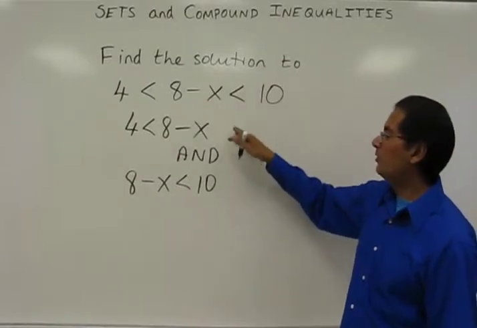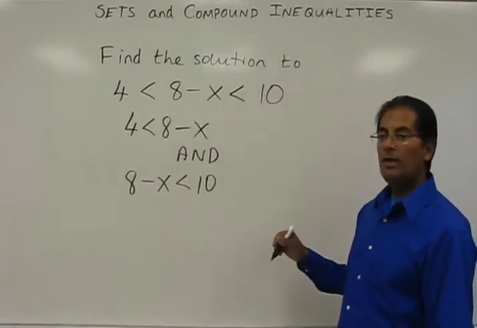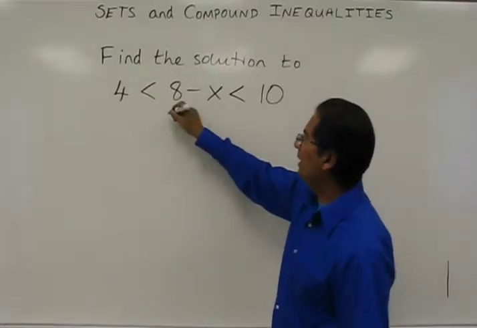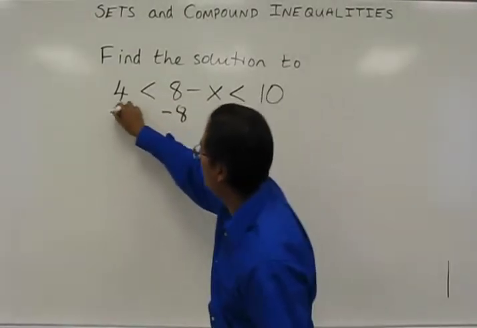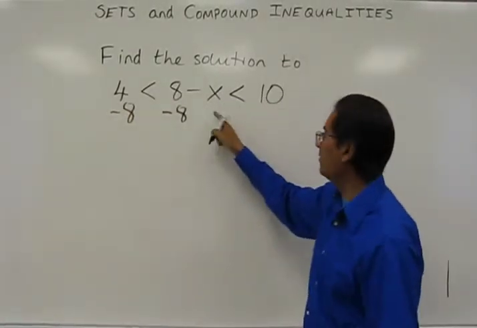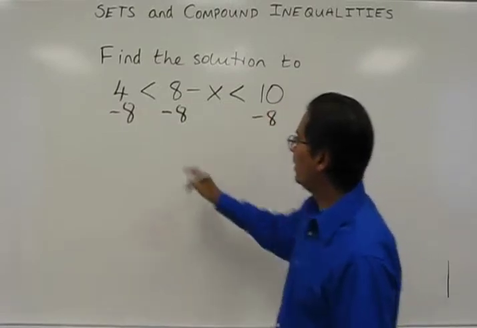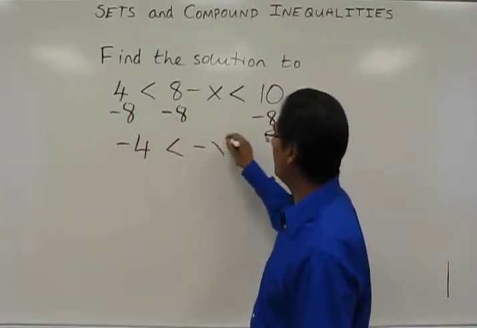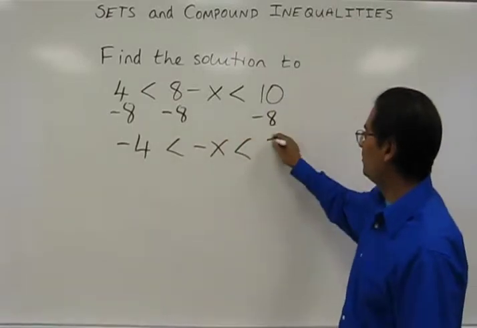However, you can also solve it as written up here without having to do two separate inequalities. And the way to do that is apply the same operation to all three parts, like this. So I would subtract 8 from all three parts because I want to isolate the x here. And so we're left with 4 minus 8 is negative 4, less than negative x, less than 10 minus 8 is 2.